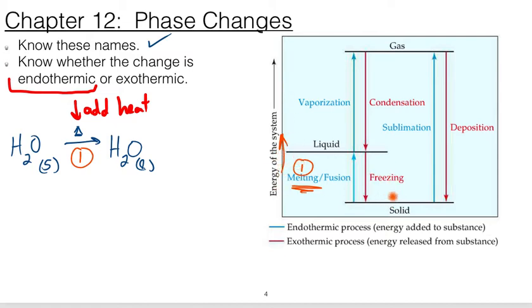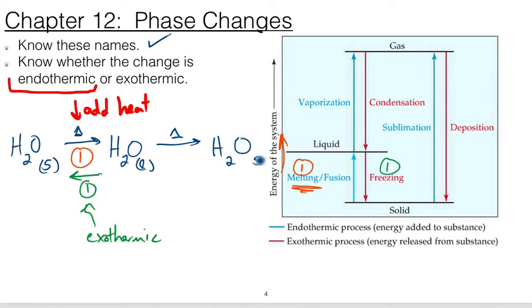Notice the reverse process here, 1 in green, and that is exothermic. It releases heat. If we keep adding more heat, this is where we would finally boil away the water, so we can convert everything into a gaseous state. Again, it's still endothermic. Second one up, 2, is vaporization. If we want to go the other way, releasing heat, exothermic, that would be condensation.